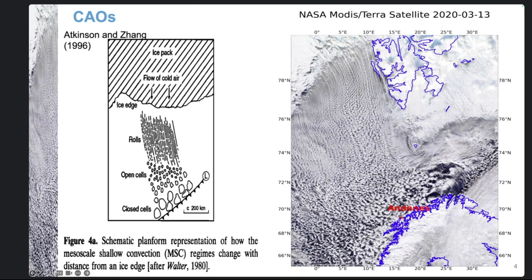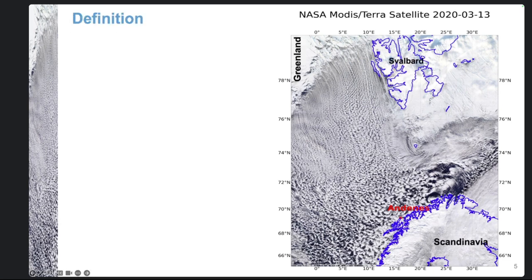And nowadays we have more advanced satellites like MODIS. We can get clearer figures of these clouds. I know many of the audience have seen these figures many times before, but don't be surprised. I'm going to show these figures every year to remind everybody what cold-air outbreaks are.